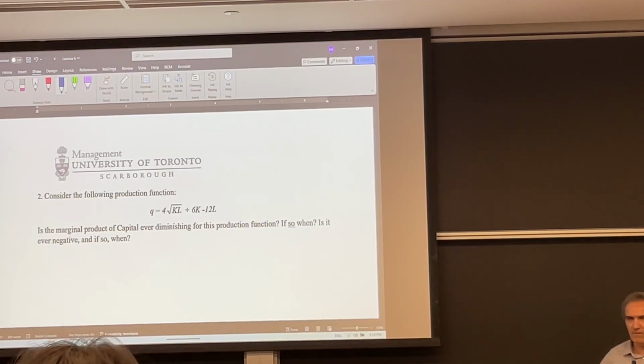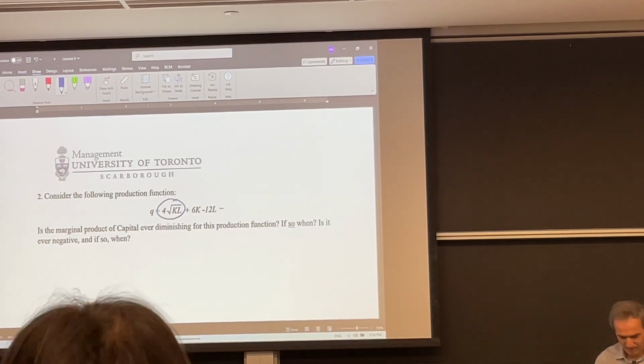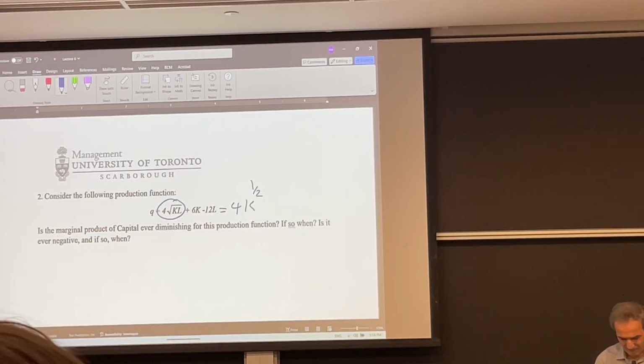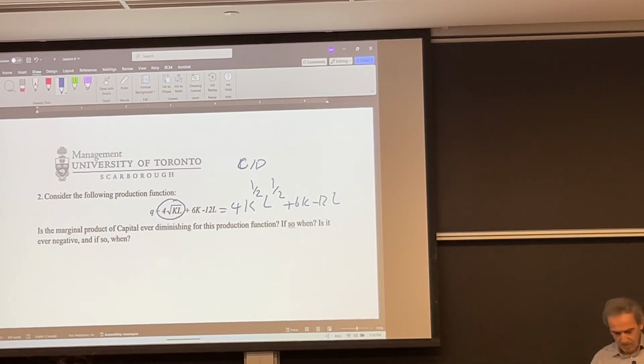Does any part of this production function look familiar? Yes or no? What part looks familiar? This part should look very familiar. What is that part? If I write it this way, does it look familiar now? Yes or no? That is, the first part of it is Cobb-Douglas. This is Cobb-Douglas. It's just written as a square root instead of a power, so it doesn't look like it.